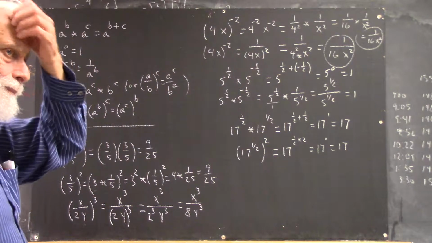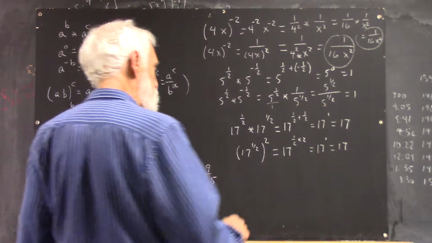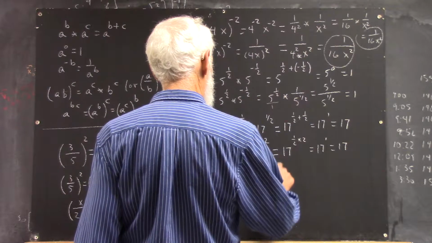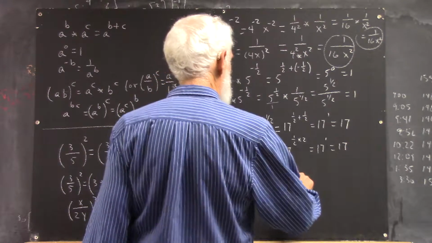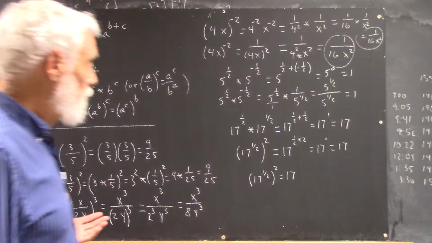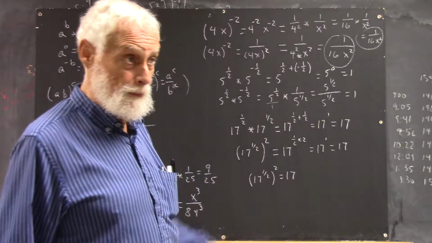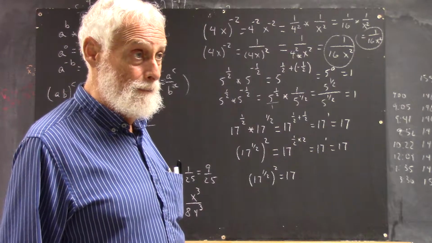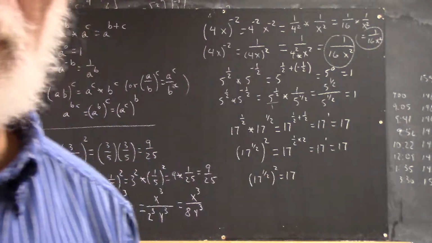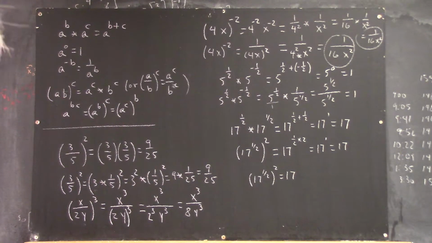Okay? Well, this tells me that 17 to the 1/2 squared equals 17. What do you call the number whose square is 17? Well, let's back up and talk about that with numbers so you can actually answer me with numbers, okay?